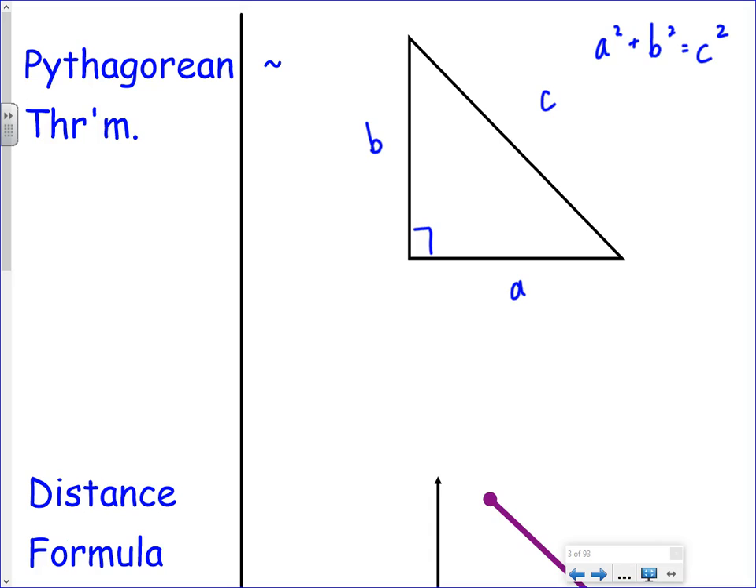Another way of saying it is leg squared plus leg squared. Usually we call those shorter sides of a right triangle the legs. The sum of the squares of the two legs is the hypotenuse squared. Alright, so that's pretty straightforward.